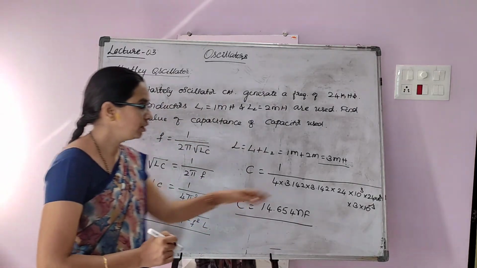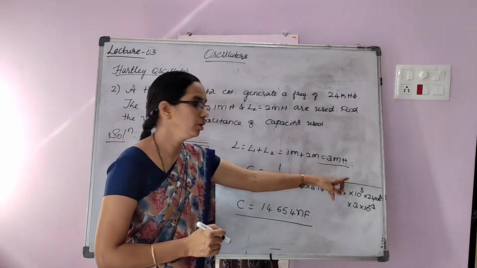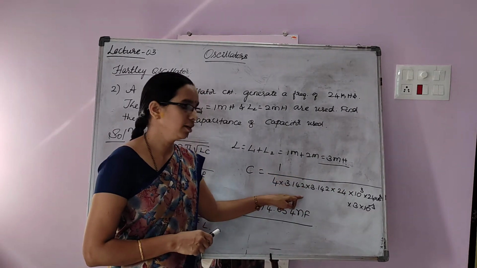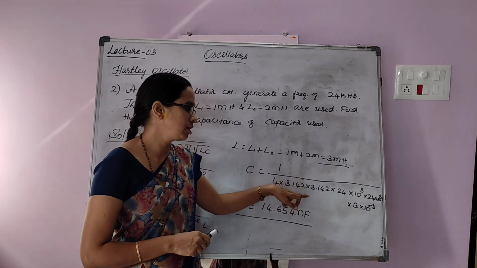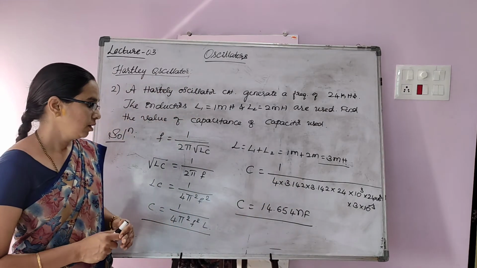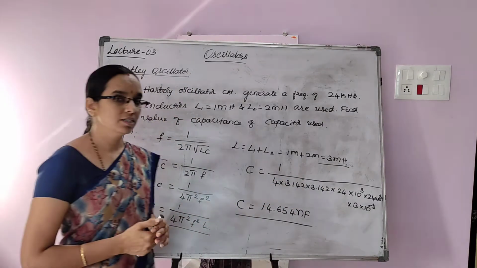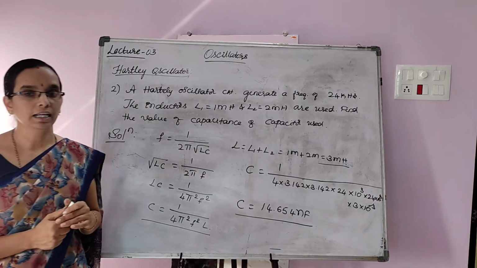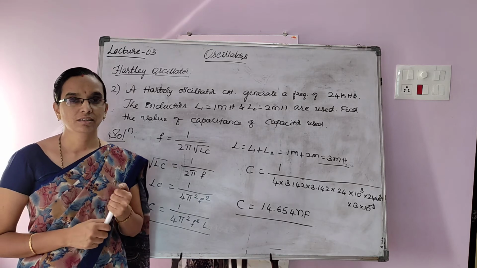So while shifting the powers into the numerator, be careful. After multiplying this, you should take the inverse of that, the reciprocal of that, and you should get 14.65 nanofarad. Please calculate it along with me.